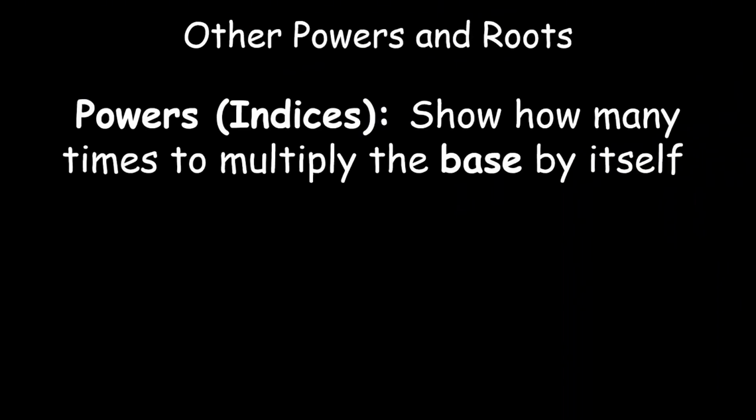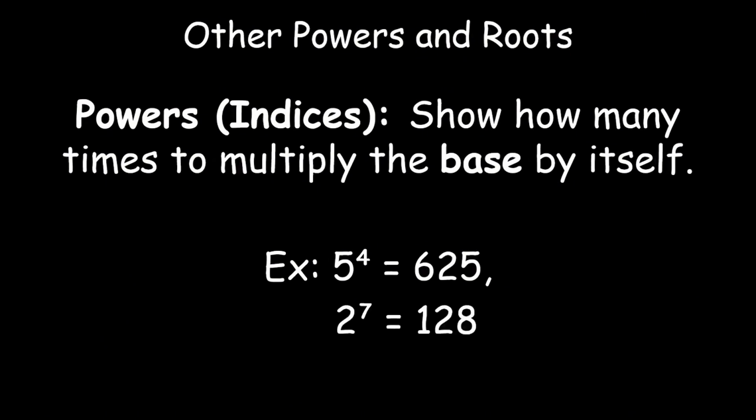A power in general, which we can also call an index or plural indices, or an exponent, shows how many times the base is multiplied by itself. 5 to the power 4 shows that the base 5 is multiplied to the power of 4, and the answer is 625. What it means is 5 is being multiplied by itself 4 times to get 625. So it's 5 times 5 times 5 times 5.